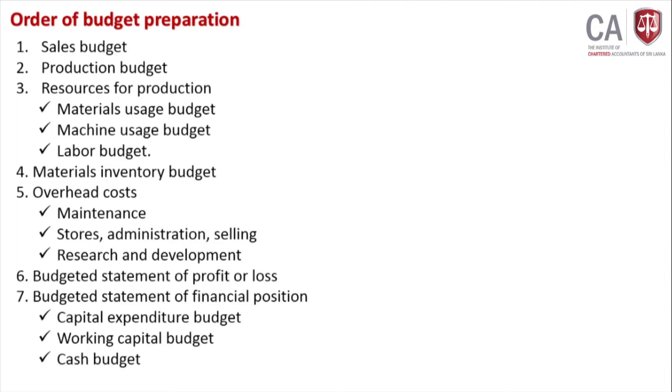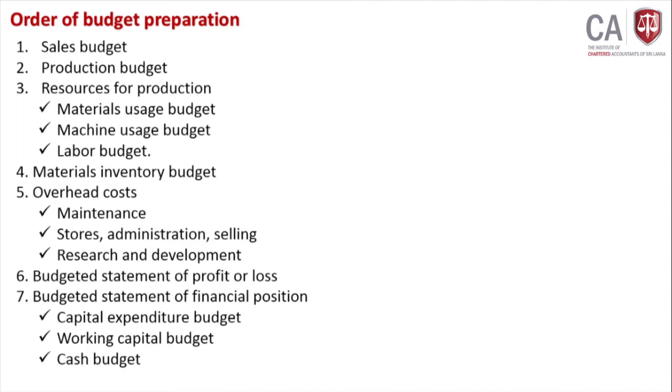Once you prepare the resources for production, then prepare the material inventory budget. Then the overhead budget. Now you have the sales budget, production budget, usage budget, material inventory budget, then the overhead budget, which means maintenance, store and administration and selling, and research and development expenditure. So this is overhead. Prepare the overhead budget.